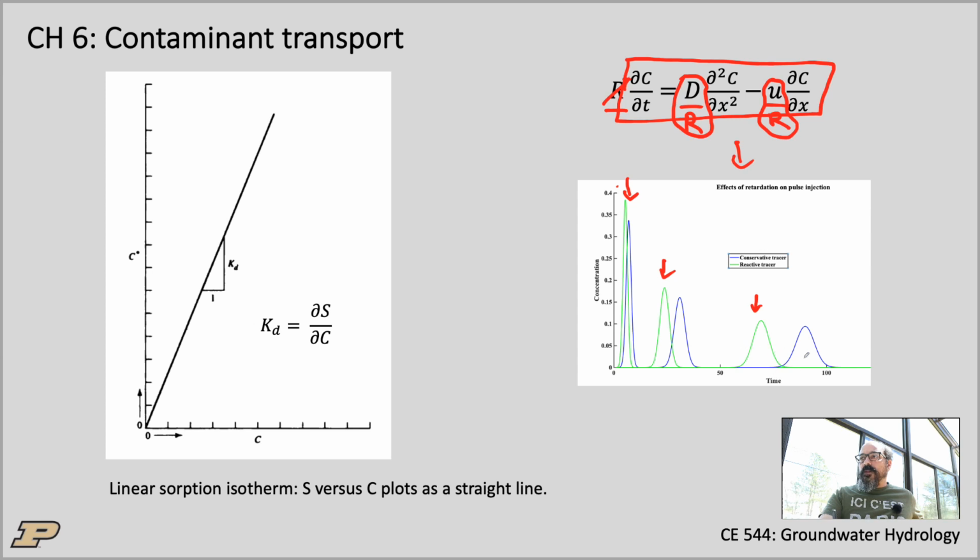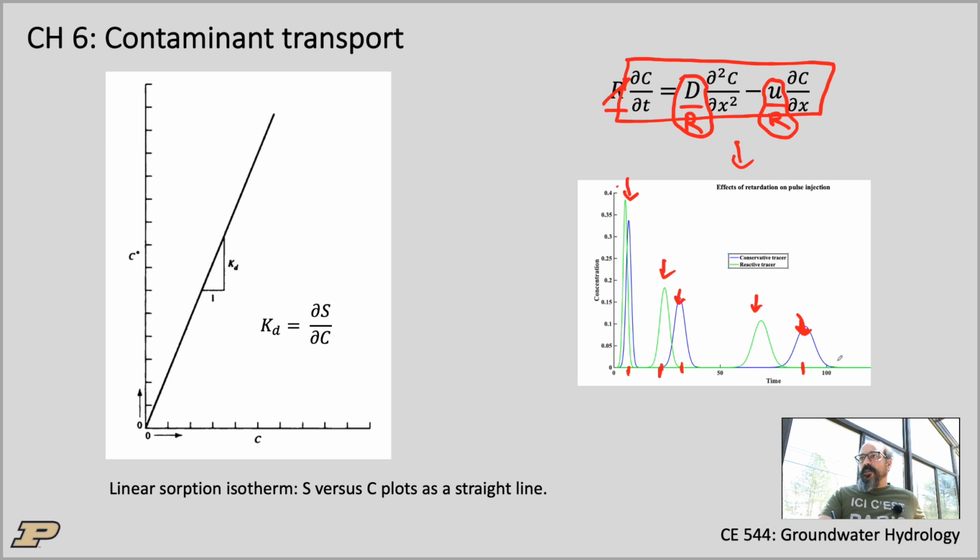This is, again, time here, so this is 7 days, 30 days, and 90 days. And here the velocity is like 1 meter per day. So you can see that the mean time of the conservative tracer is just the number of days, basically, because it's 1 meter a day.